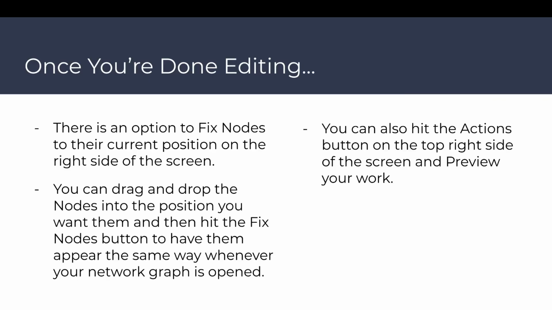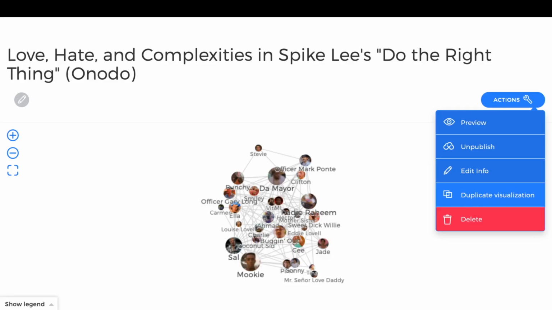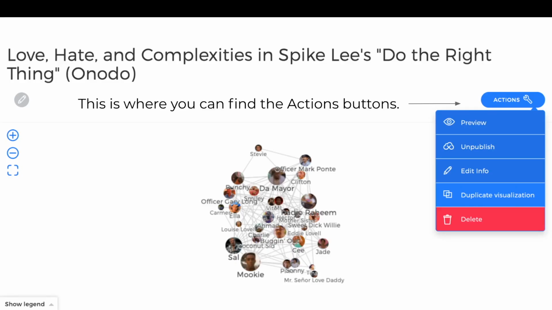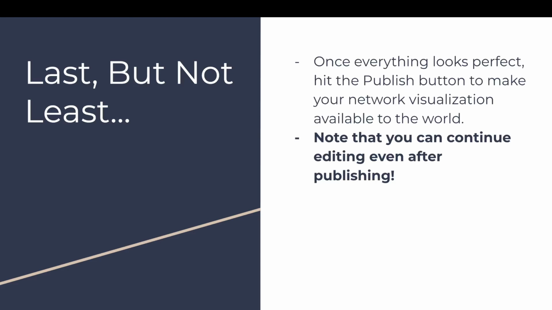You can also hit the Actions button on the top right side of the screen and preview your work. This allows you to see what your visualization will look like once it's published. You could always click Edit Info if you want to make any finishing touches to your piece. If you want to make a copy of your project, click the Actions button and hit Duplicate Visualization. This will create an exact replica of your current project, allowing you to make edits that won't permanently change the original. Once everything looks perfect, hit the Publish button to make your network visualization available to the world. Note that you can continue editing even after publishing.